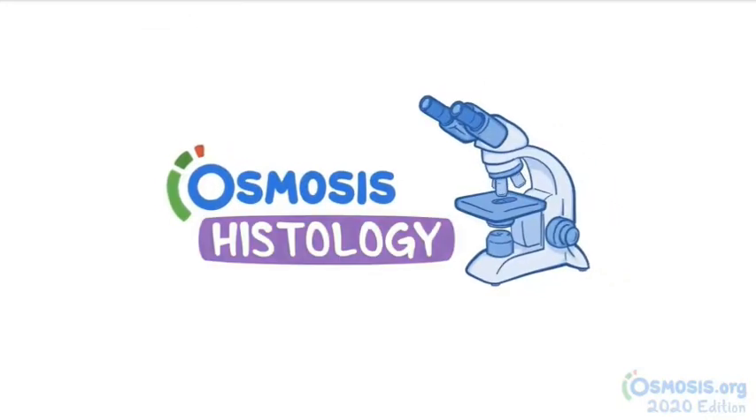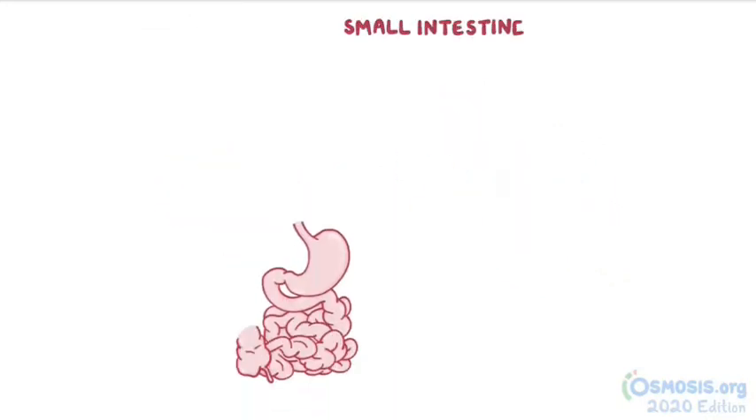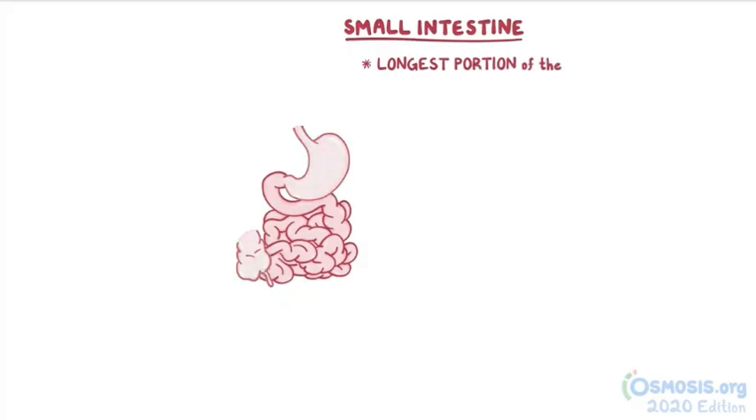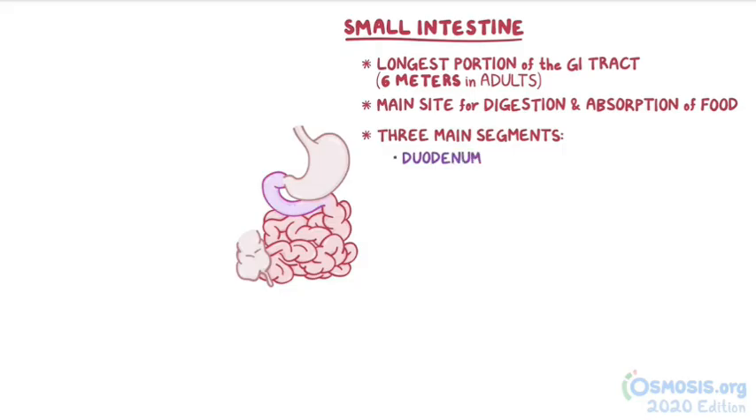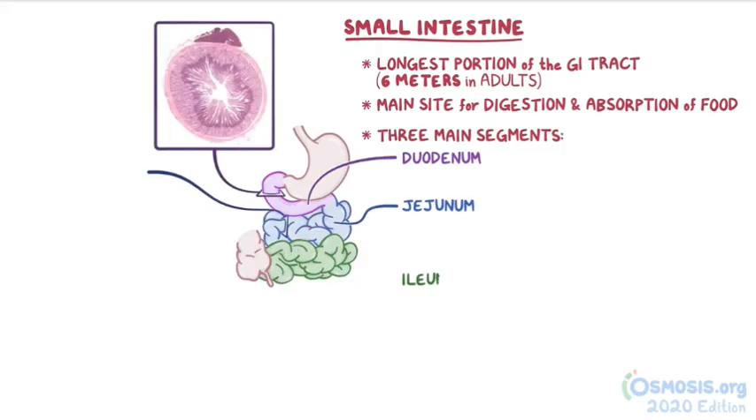Now, let's get a closer look. The small intestine is the longest portion of the gastrointestinal or GI tract. It's approximately 6 meters long in adults, and it's the main site for both digestion and absorption of food in the body. Although the majority of the small intestine shares similar histological structures, it's still divided into 3 main segments: the duodenum, jejunum, and ileum.